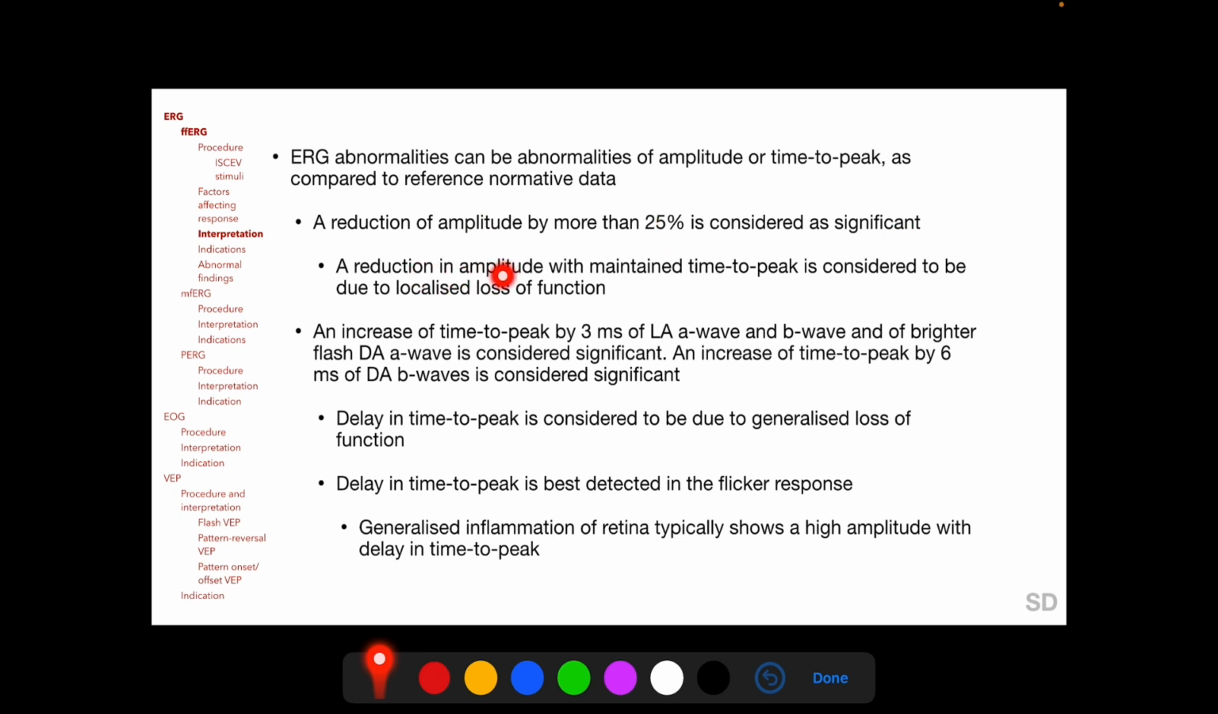A reduction in amplitude with preserved time to peak is considered to be due to localized loss of function, and an increase of time to peak by 3 milliseconds is considered significant for light adapted A and B waves, and also for brighter flash dark adapted A wave. And for dark adapted B waves, an increase of time to peak by 6 milliseconds is considered significant. Delay in time to peak is considered to be due to generalized loss of function, in which reduction of the amplitude of the waveforms also occurs, and delay in time to peak is best detected in the flicker response.